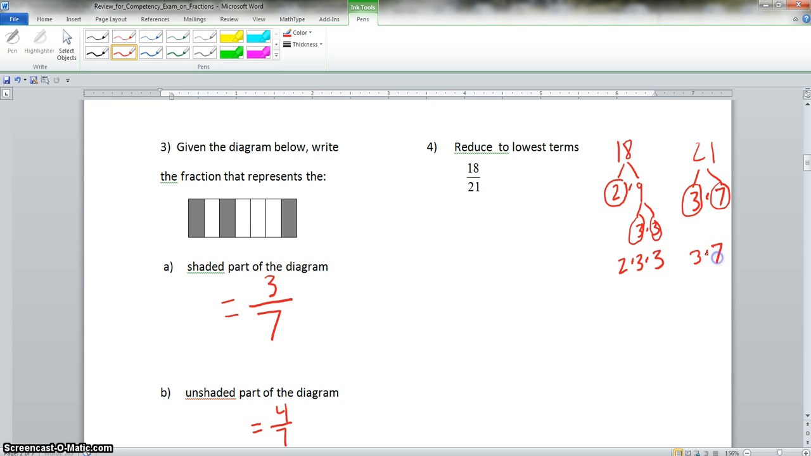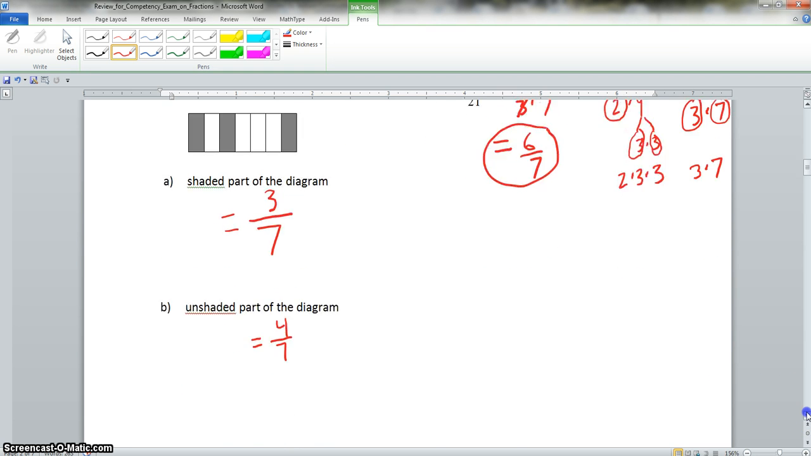So now all we have to do is substitute for these values here. 18 prime factorization is 2 times 3 times 3. And 21's prime factorization is 3 times 7. We simplify out what they have in common, which are these 3's. And 2 times 3 is 6. And we will have 7 for our denominator. So that is our final answer for number 4.